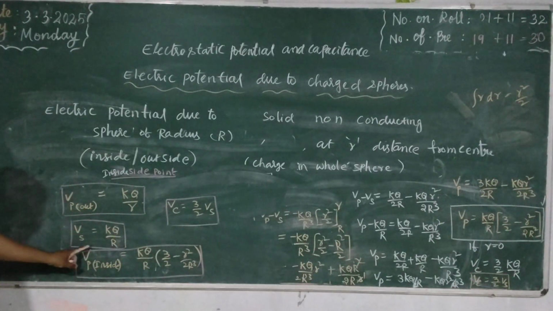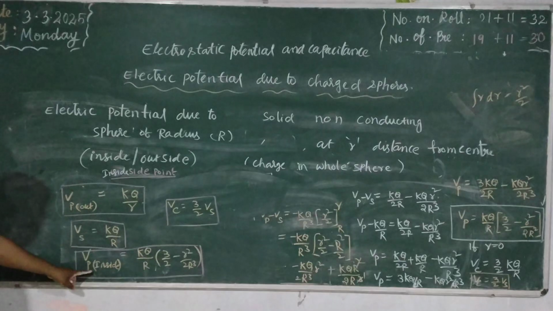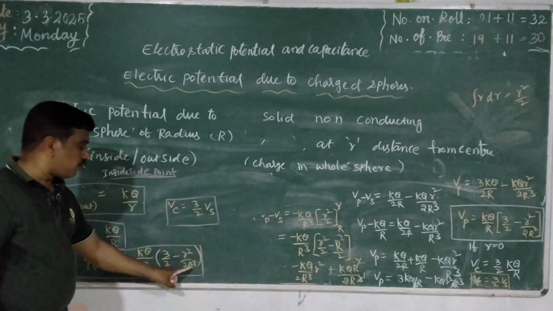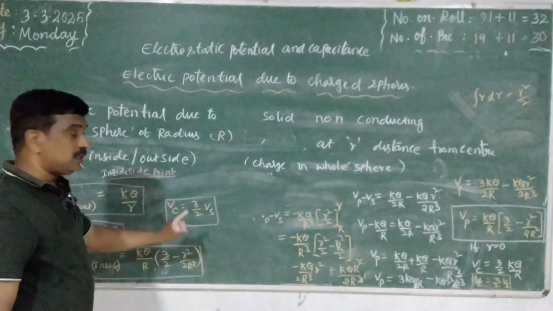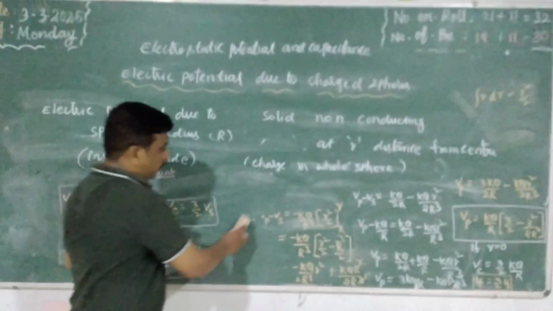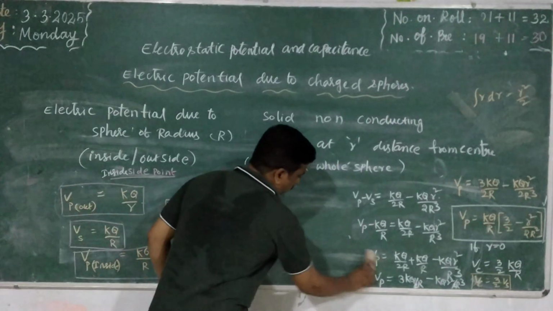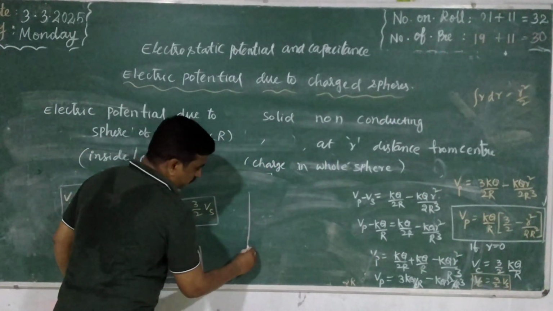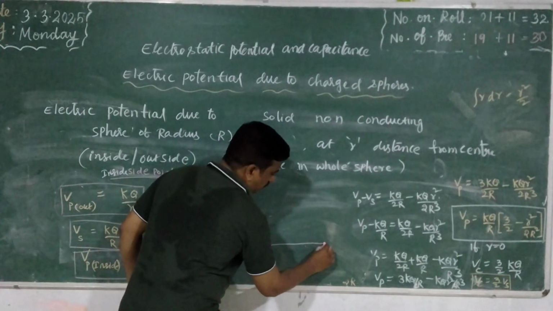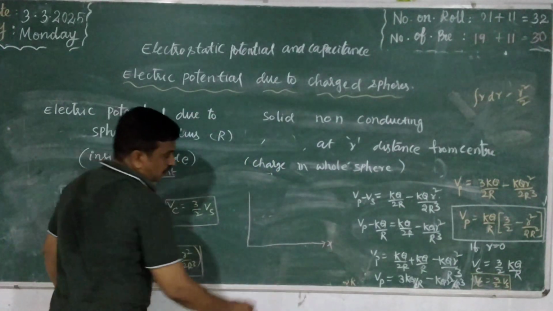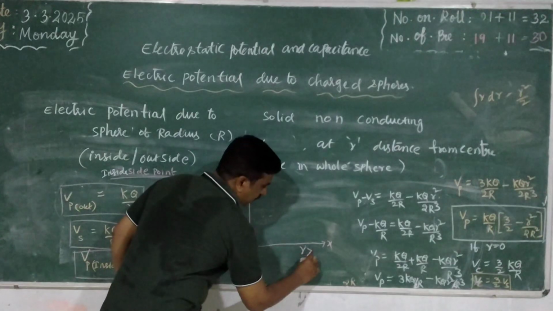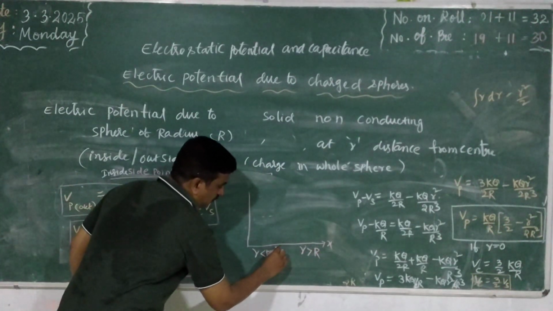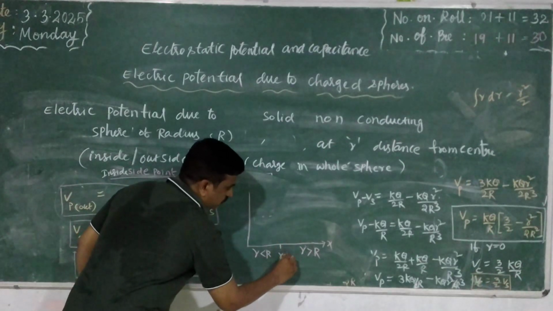Electric potential due to a solid non-conducting sphere at an inside point is kQ by r, 3 by 2 minus r square by 2 R cube. At the center it is 3 by 2 Vs. For this we can draw the graph. We take potential on the y axis and distance on the x axis. Here we consider r greater than capital R, r less than capital R, and r equal to capital R.